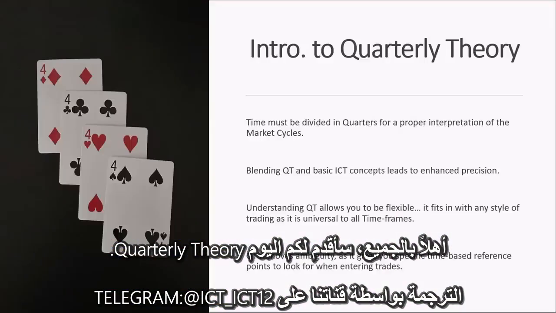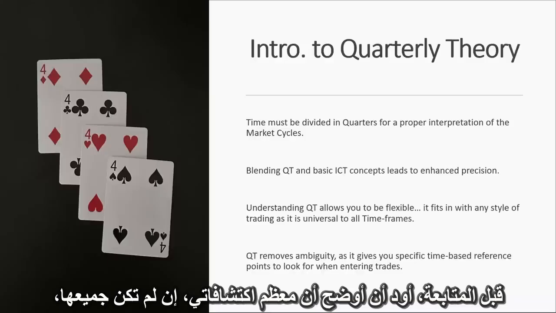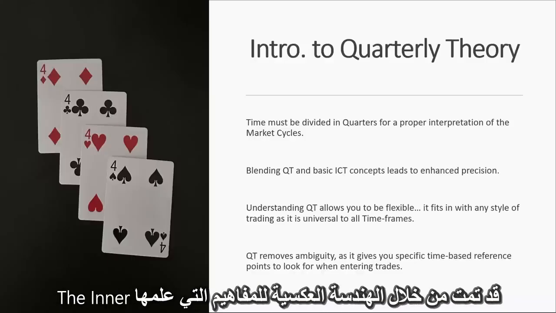Hello everyone, today I'll be introducing quarterly theory. Before going forward, I would like to state that most, if not all, of my discoveries were made by reverse engineering concepts taught by the inner circle trader.